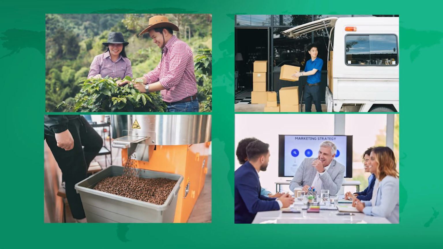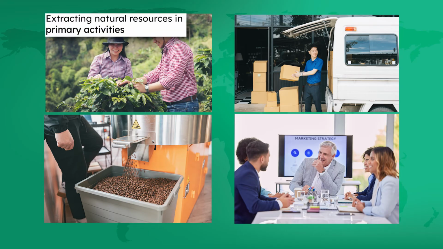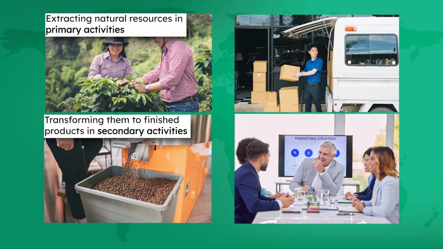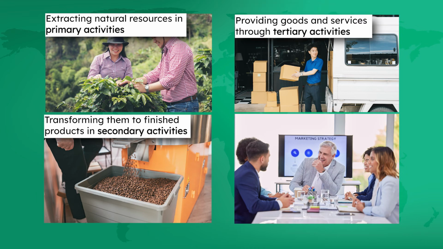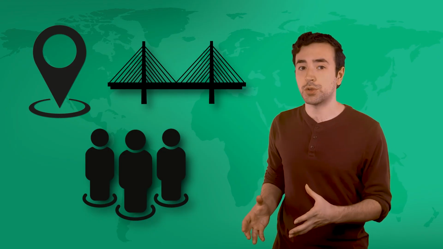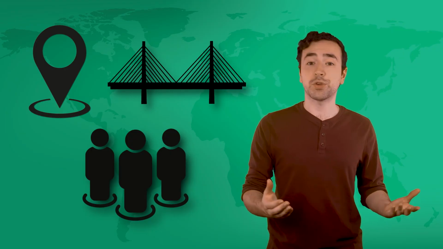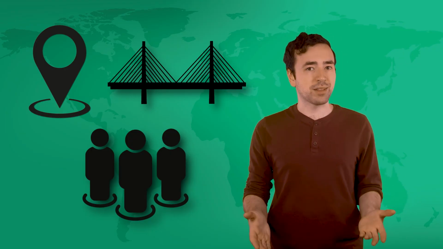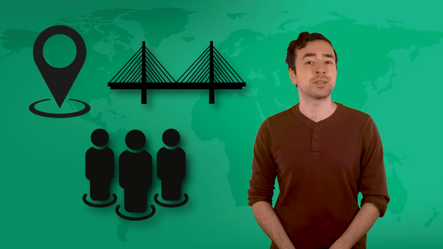Economic activities are deeply interconnected, building on one another from extracting natural resources in primary activities to transforming them into finished products in secondary activities, providing goods and services through tertiary activities, and driving innovation in quaternary activities. Location, infrastructure, and population shape local industries, while regional differences drive globalization. This creates opportunities for trade, but also challenges like inequality and environmental impacts.